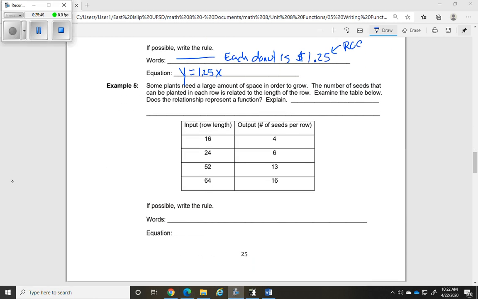So some plants need a large amount of space in order to grow. The number of seeds that can be planted in each row is related to the length of the row. Examine the table below. Does the relationship represent a function? So these inputs, each one has its own output, so it is a function.